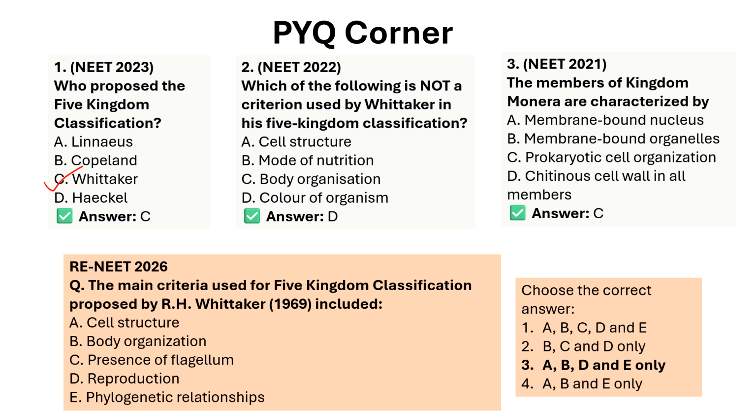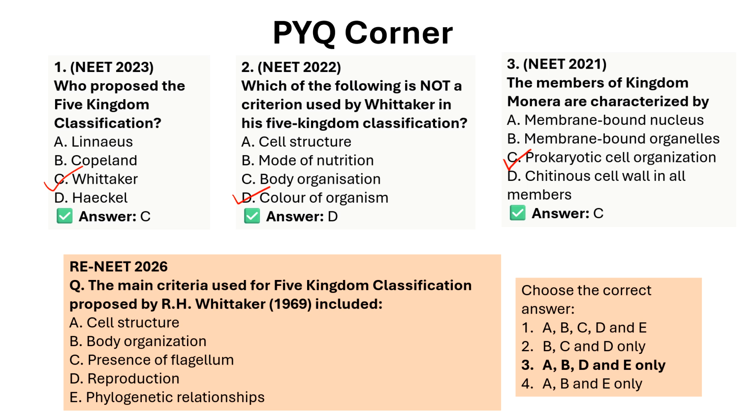Question 2, which has come in NEET 2022. Which of the following is not a criterion used by Whittaker in his five kingdom classification? Look, the criteria you should remember word by word. The choices are cell structure, mode of nutrition, body organization, color of the organism. So these three are the characteristics while color of organism is not. So that's the answer. Question 3, which has appeared in NEET 2021. The members of the kingdom Monera are characterized by, we know all the prokaryotic organisms are placed under Monera. So choice C, prokaryotic cell organization will be the answer.